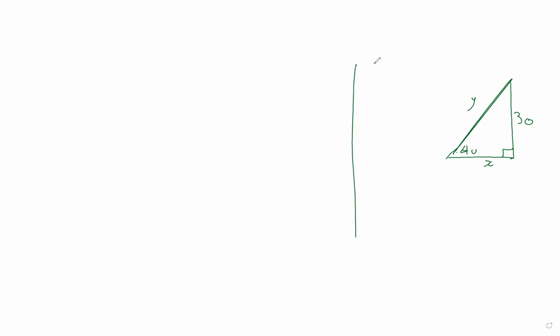How can you find x? I can say tan 40 equals 30 over x. Tan 40 equals 30 over x. And that means x equals 30 divided by tan 40. So x equals 30 over tan 40 equals.